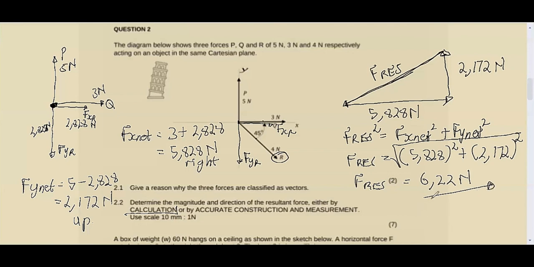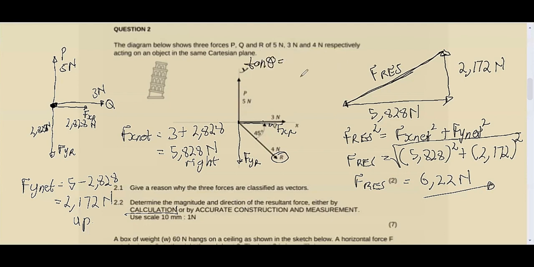Right, but then I'm not done. Remember, I must show the magnitude and direction. I only have the magnitude of the resultant force. How do I show the direction? Remember, I'm now in 2D, and it is impossible to say left, right, up, down when you have a diagonal line like this. So at this point, you need to find your direction in terms of an angle. So how do you do that? You use the trig ratio tan. So this will be to find the direction.